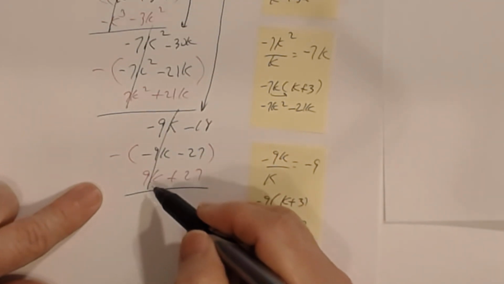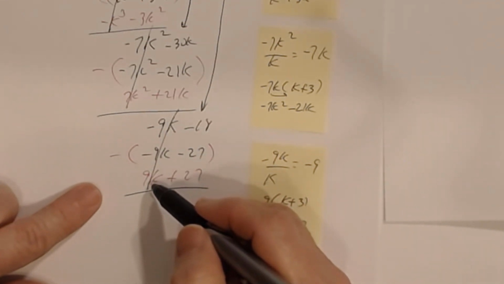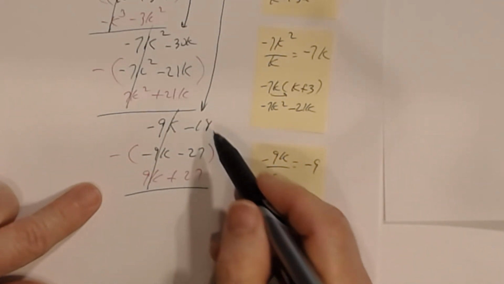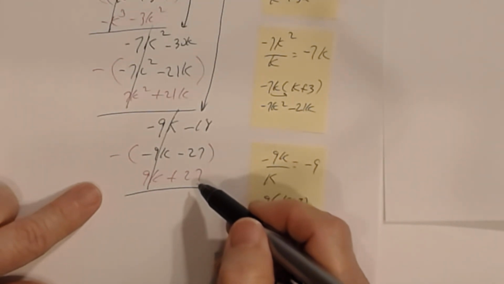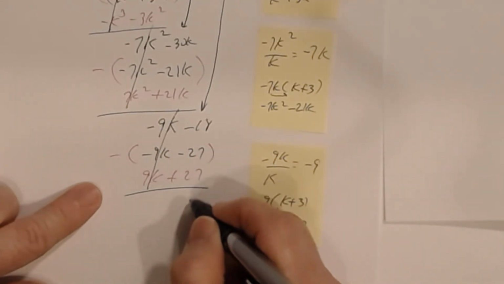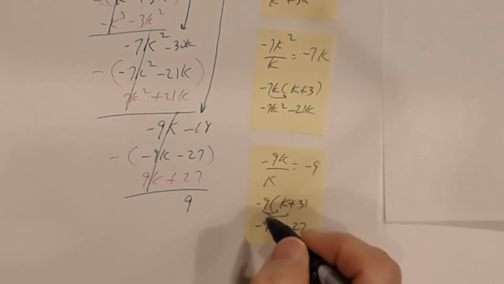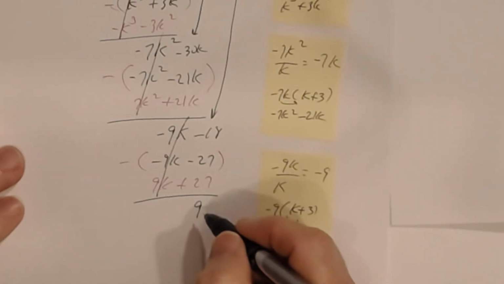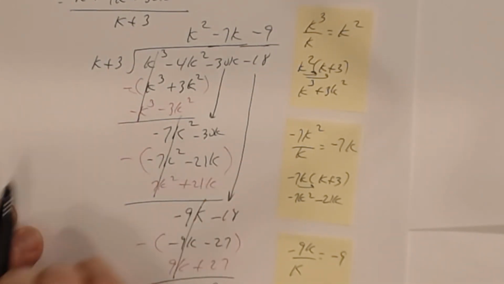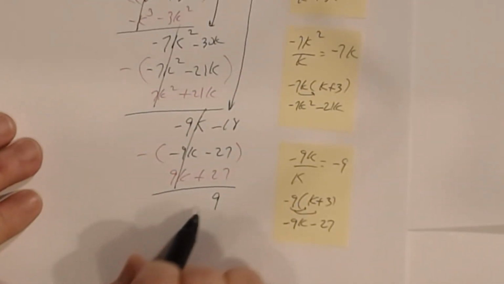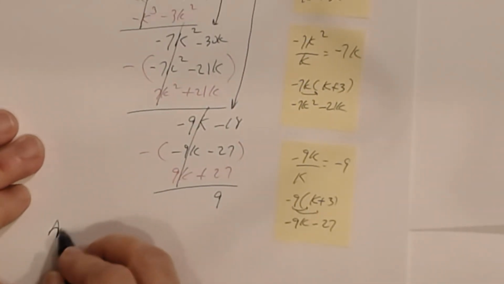Negative 9k and 9k are opposites. Add them up, you get 0. Negative 18 and a positive 27 is a positive 9. And I cannot go any further because you're left with a constant. The degree of a constant is 0. The degree of my divisor is 1. So you're done. You just have to write the quotient.